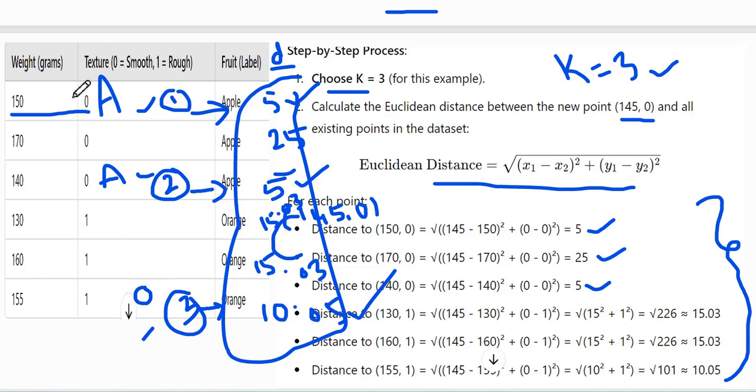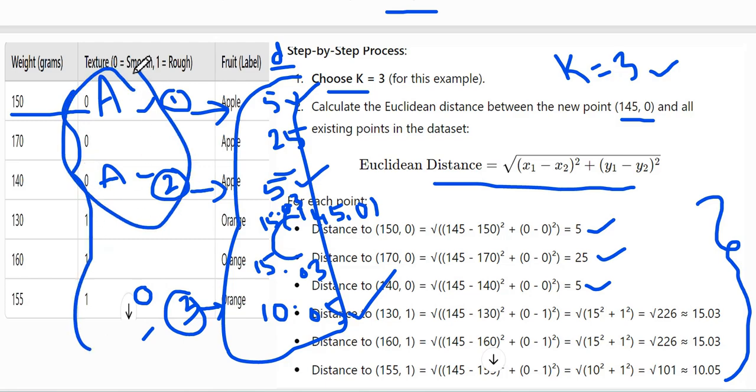So the majority belongs to which class? Apple class. So 145 comma 0 is the test point. This test point belongs to which class? Apple class. This is the simplest algorithm compared to all the remaining machine learning algorithms. If we know the distance formula, we can easily find out the class of the given test point. Likewise, the KNN algorithm works.